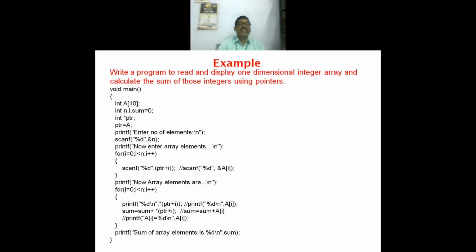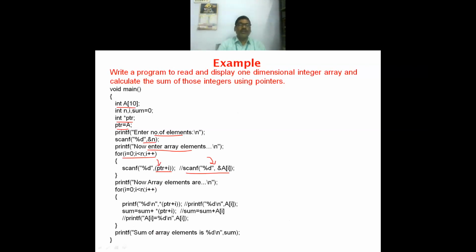Fine. So I am declaring an integer array int a of 10, then star ptr, and ptr is equal to a, so it is going to store the base address into the ptr. Now enter the number of elements, scanf percentage d ampersand n. Now enter the array elements, then for i equal to 0, i less than n, i plus plus, scanf percentage d ptr plus i. So it is equivalent to base address plus an integer, we are adding ptr plus 0, ptr plus 1, ptr plus 2 and so on. So it is equivalent to simply writing scanf percentage d ampersand a of i. So this is through pointer and this is through array index. Fine. So through pointer, we are reading the values into the array.